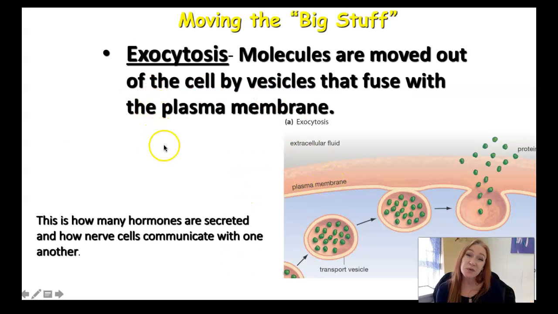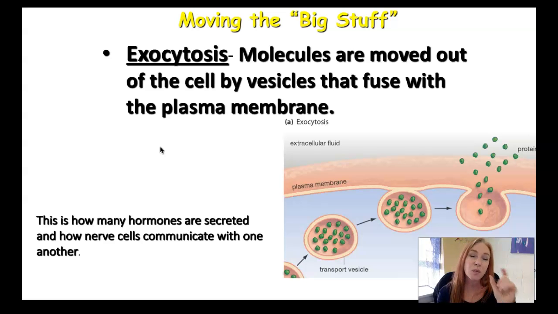So cells don't just move small molecules, they move big molecules because that's what cells make. Cells make big molecules. They also have waste products that they have to move out of them. And if they're molecules that are too large to go through a transporter protein or through the lipid bilayer itself, they employ what's called exocytosis, which is a big word that means out of a cell. So exo means out of.